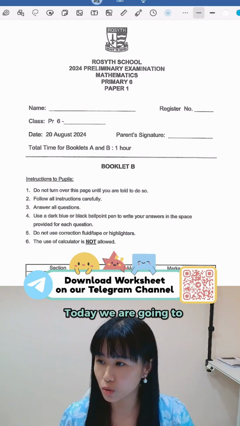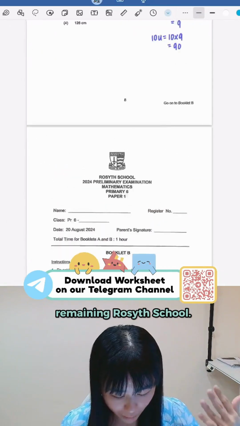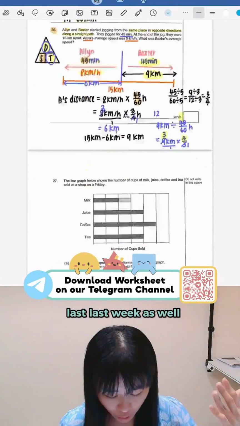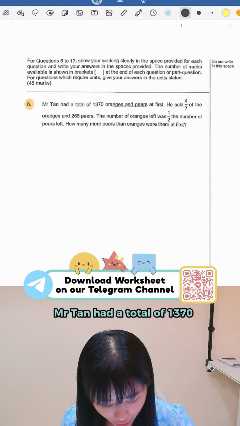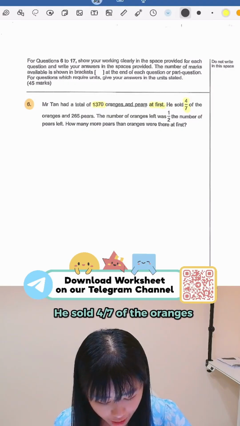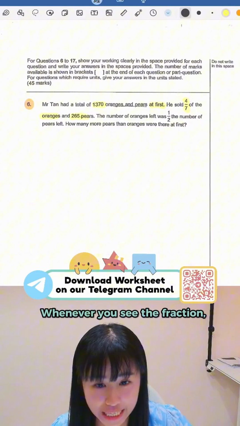Today we are going to go through the remaining Rosyth school questions. I highlighted quite a number last week as well. Mr. Tan had a total of 1370 oranges and pears at first. He sold 4/7 of the oranges and 265 pears.